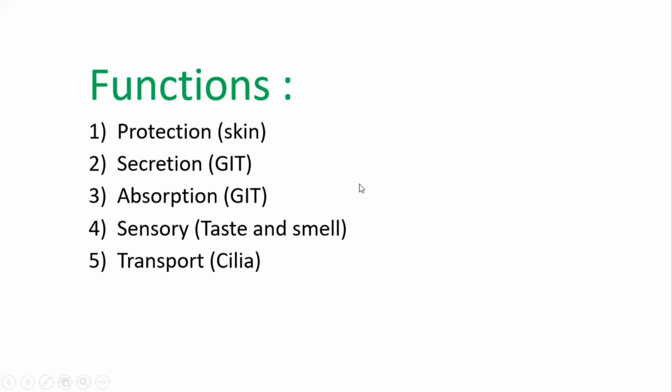Their functions: protection, which is in the skin. The skin protects our internal organs, muscles, and other parts of our bodies. Secretion: in the GIT, they secrete some enzymes for digestion, and also absorption in the digestive system, in the gastrointestinal tract. And sensory: they also have some sensory functions like taste and smell, the olfactory for smell. And transport: they have finger-like projections called cilia, which help transport different substances.